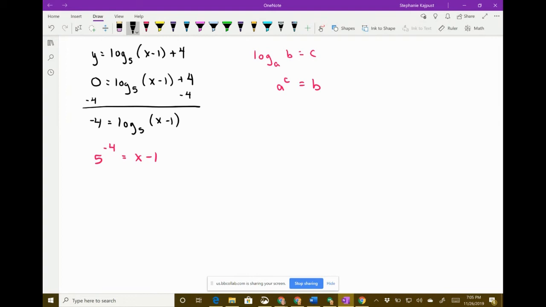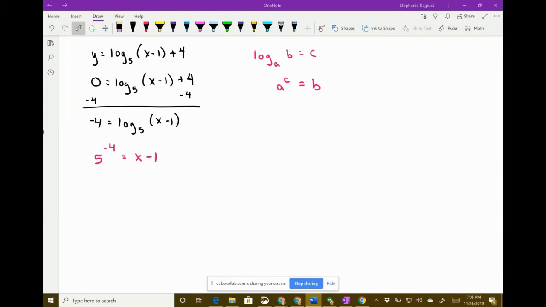Now I'm going to do 5 to the negative 4th power. So I'm going to grab my calculator. Now for you guys, on the assignment, you can round this. For most of these, when you find the x-intercept, it's going to be a decimal. You're not going to get the exact same answer. So it's totally fine to just do it on your calculator rather than trying to get an exact value.